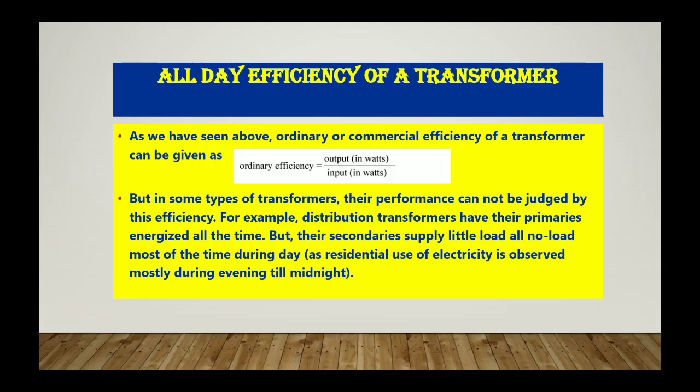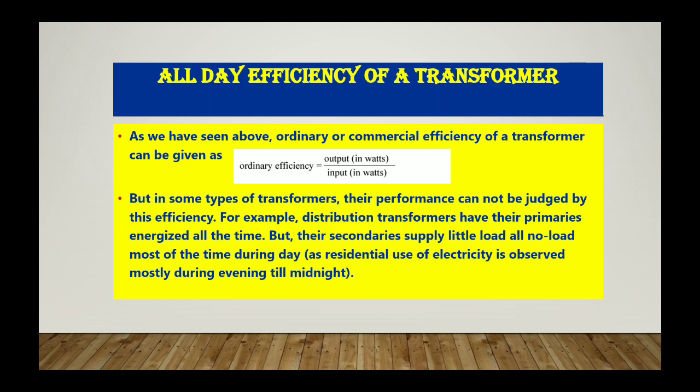Now the all-day efficiency of a transformer. As we have seen above, ordinary or commercial efficiency of a transformer can be given as the output by input, or output in watt by input in watt. But in some types of transformer, their performance cannot be judged by this efficiency. For example, distribution transformers have their primaries energized all the time, but their secondaries supply little load or no load most of the time during the day, as residential use of electricity is observed mostly during the evening till midnight.